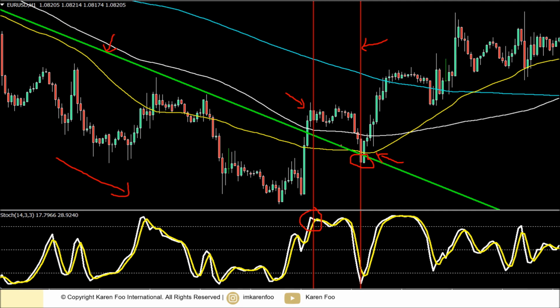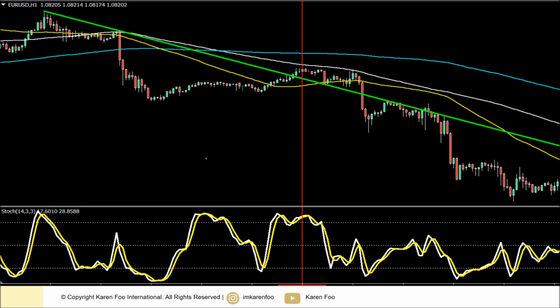And moreover, when price came back, retraced and tested this trend line, stochastics went to oversold. So if you have to compare, is it better to buy when stochastics went to overbought, or is it better to buy when stochastics went to oversold? So you know the answer. Okay, one more example for you.